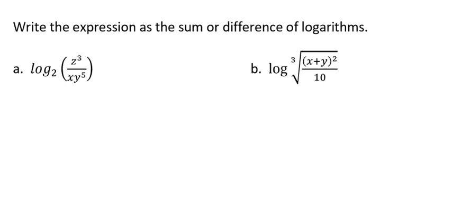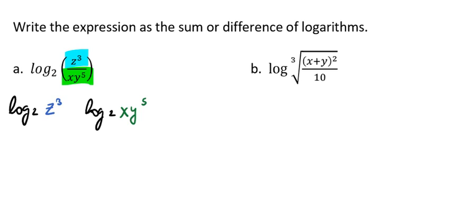So here we've got a division problem, so we're going to be able to turn this into subtraction using the quotient property. Because we have one thing on the top and one thing on the bottom, we'll need two log base 2's. From there, we're going to take the top thing and put it first, and we'll take the bottom thing and put it second. And we'll have subtraction because it is a division problem.